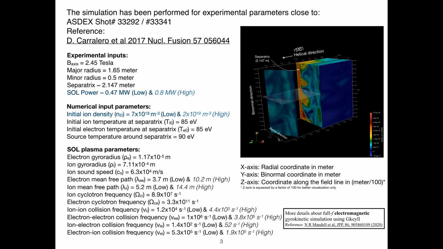This is the radial direction, the radially outward direction. This is the binormal direction, which is normal to the radial as well as the helical magnetic field direction. Even though it looks like a straight line, it is actually a helical direction, it goes like this. And this is the separatrix at some plane, at around 2.147 meters. As you can see, this is the ion density for the ASDEX-like parameters at some steady state, and you can see the blobs that are coming out in this direction. This part is the SOL region, or scrape-off layer region, of the tokamak, and the blobs are coming out like this.